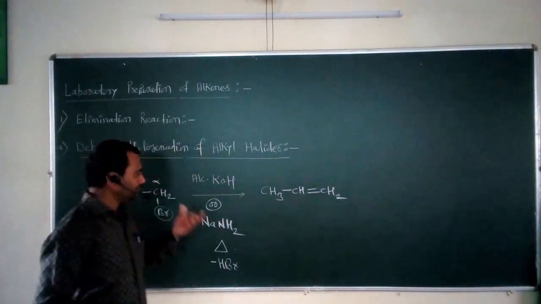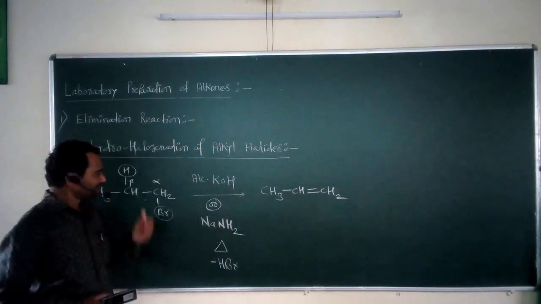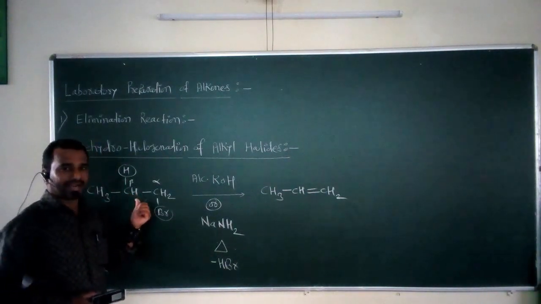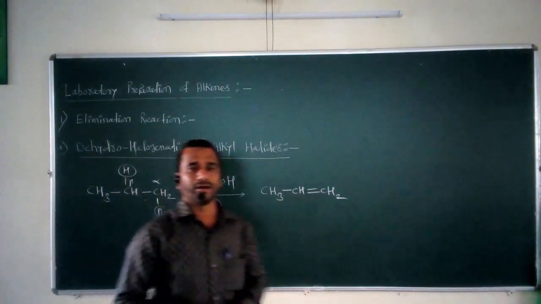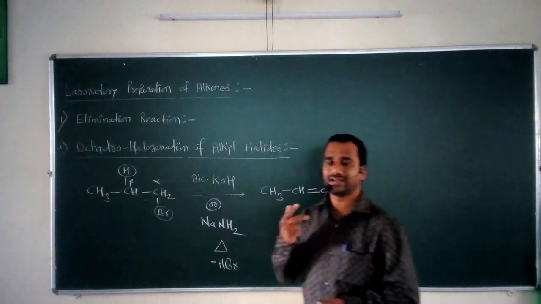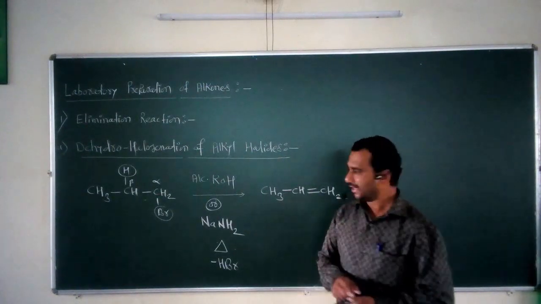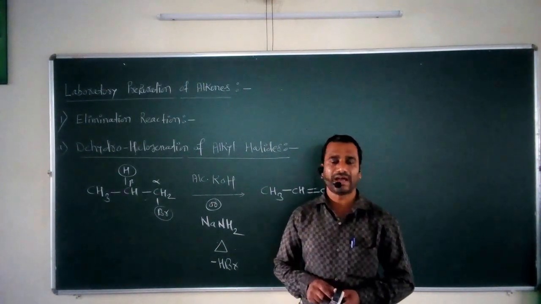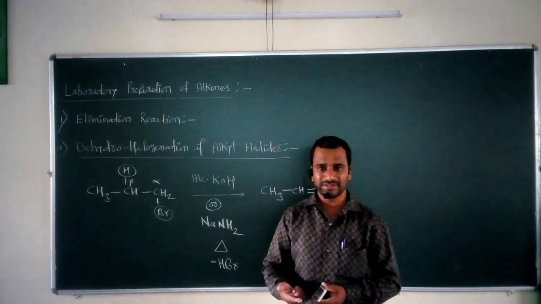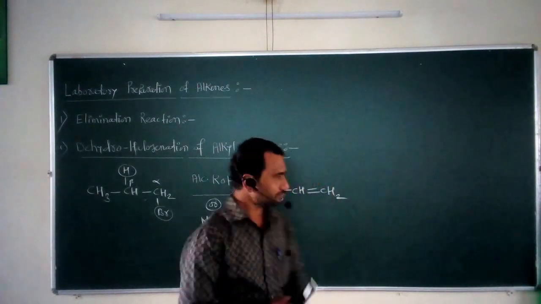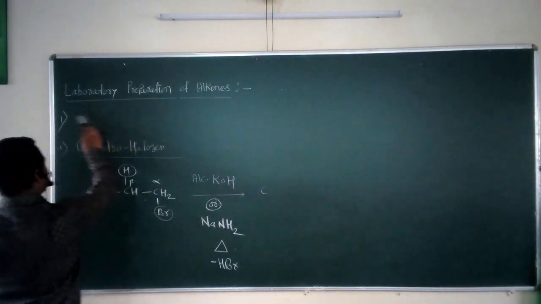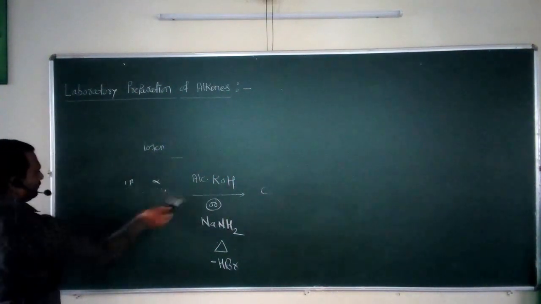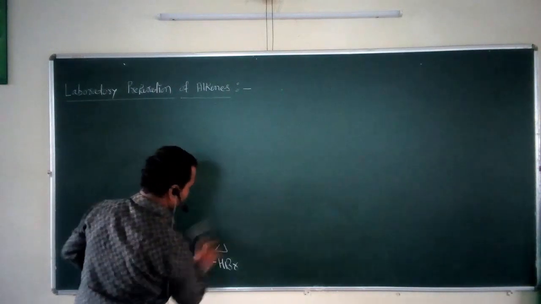Now in this case, if we look at the reactant molecule, what happens? Only one type of beta hydrogen is present. But now we are going to study the second interesting example, in which if two types of different beta hydrogens are present, then what happens? That we have to study now. So for this purpose, I take here a second example of this alkyl halides.